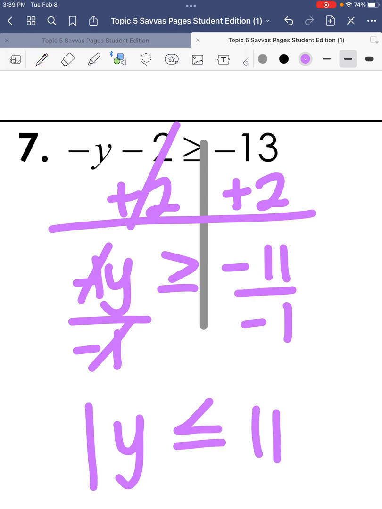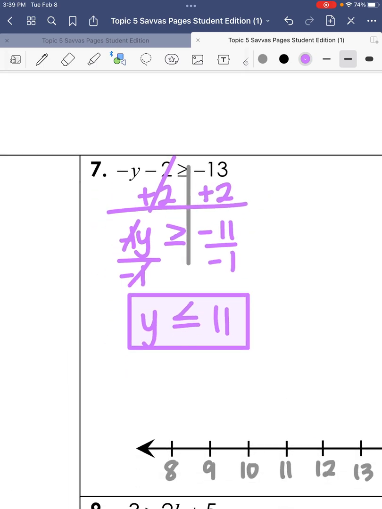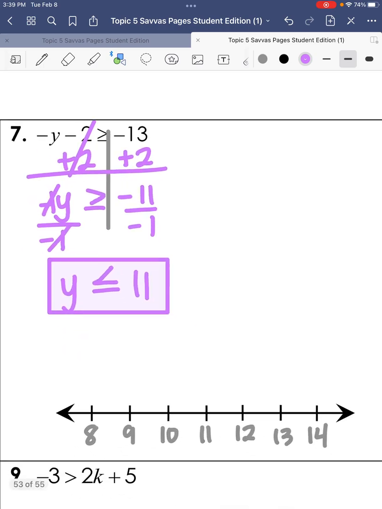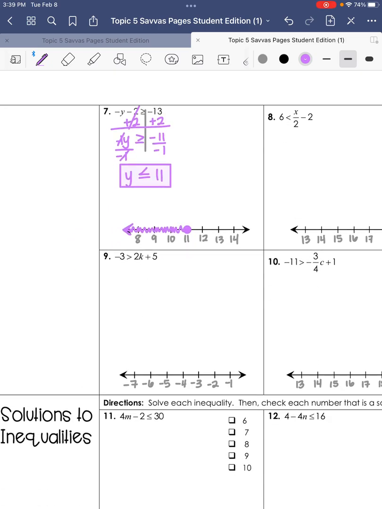So y is less than or equal to 11 is my answer. Now I'm ready to graph it, and I've already labeled my number line. At 11, I'm going to place a closed circle. I'm going to draw my circle and fill it in, since y is less than or equal to 11. I want to shade the numbers that are smaller, so I'm shading towards 8 and beyond, and I'm including that arrow.